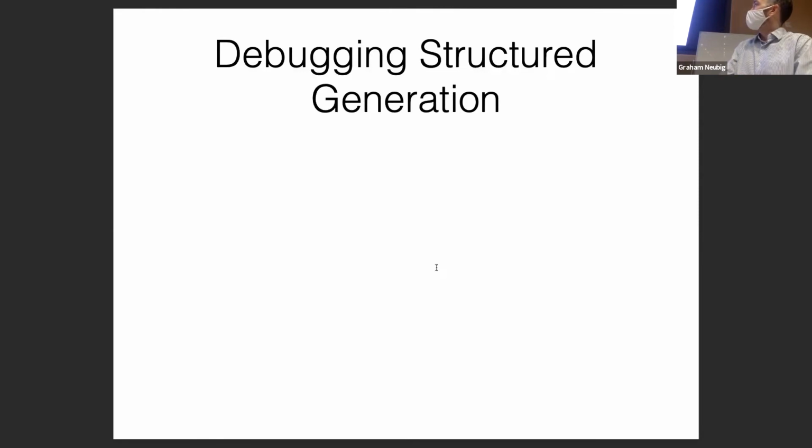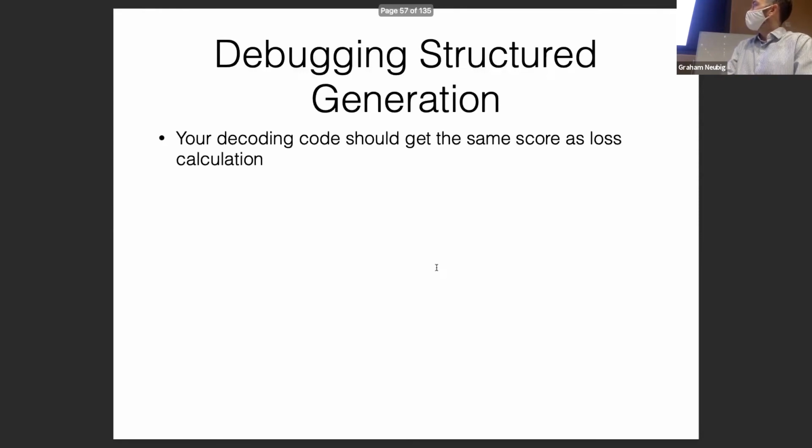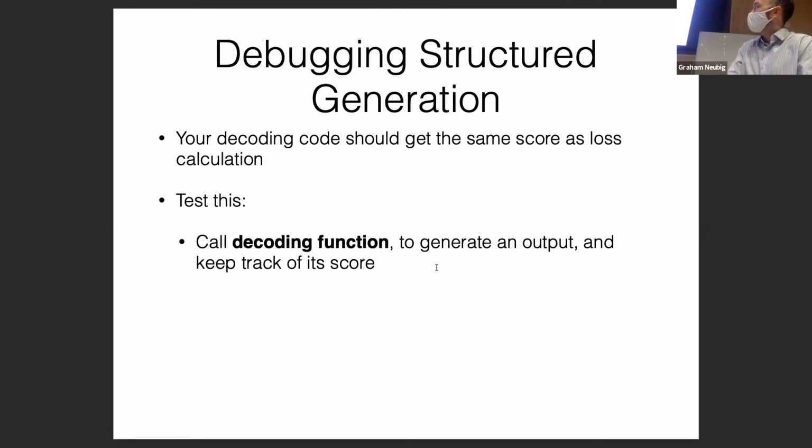Another issue is debugging structured generation. Your decoding code should get the same score as your loss function. If you're generating an output, you can test by calling the function that you use to generate outputs, like beam search or greedy search, which will almost always be generating the thing with maximum log probability of the output given the input. And in order to do search, of course, you need to keep track of this quantity, right?